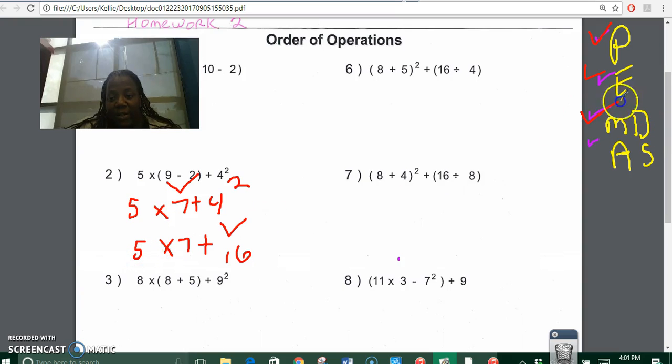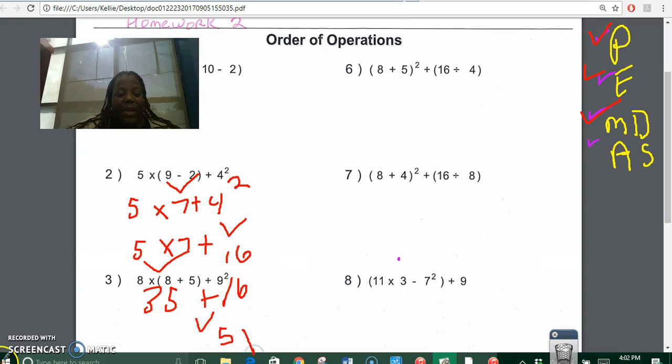Now I must multiply or divide, whatever I see first. I see multiplication. That's 35. Bring everything down. Now what I have here is 35 plus 16, right? So 35 plus 16. The answer I get is 51. Voila. Answer to number 3, 51.